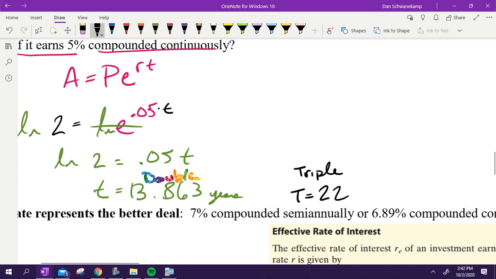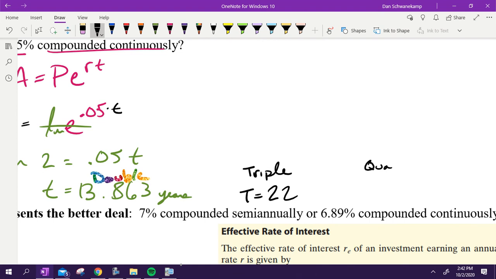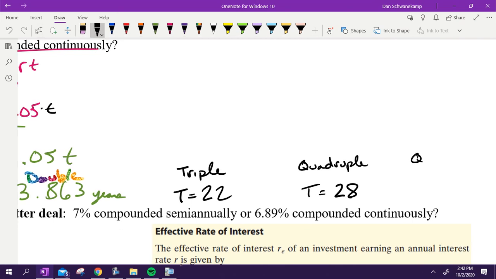All right. What about quadruple your money? How long is it going to take you to quadruple your money? So again, we're taking the natural log of 4 divided by 0.05. 28 years. What about quintuple your money? It is getting out of hand, but quintuple is a fun word. We don't use it enough. 32 years.